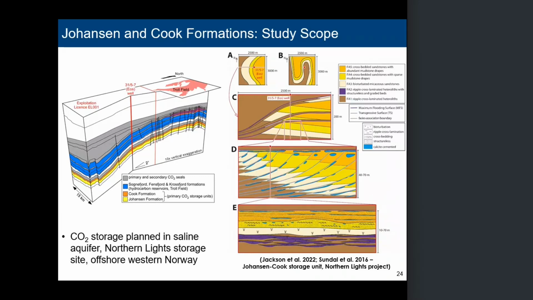Okay, so that's one story which gives us quite a nice simple picture. And there's a bit of a contrast with this second case study, or second example, on the shallow marine Johansen and Cook formations. So this 3D block diagram is showing effectively a pseudo seismic view of the subsurface beneath the Troll field, and then just to the south of that, the Northern Lights storage site.